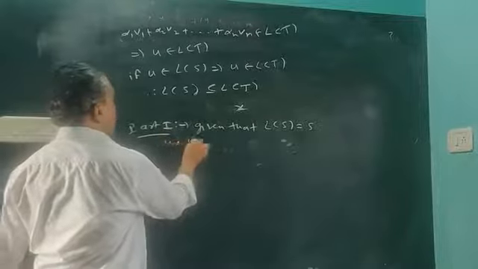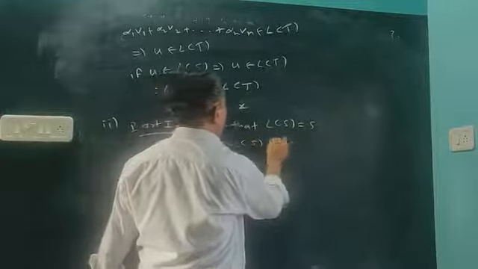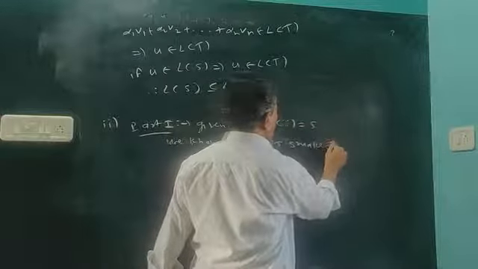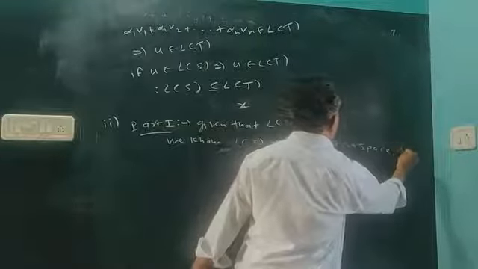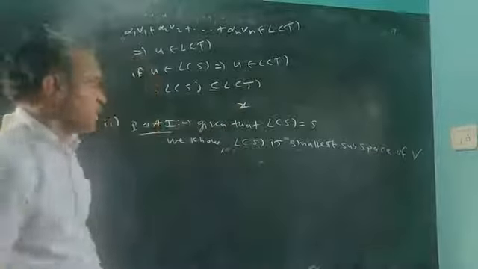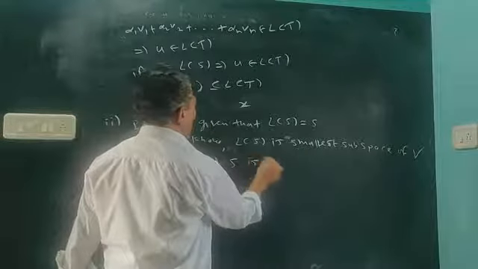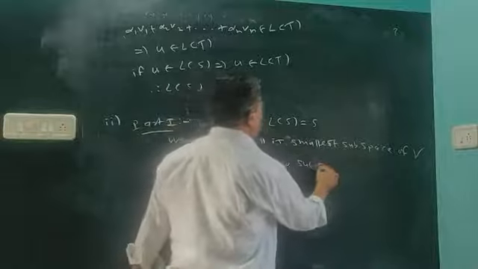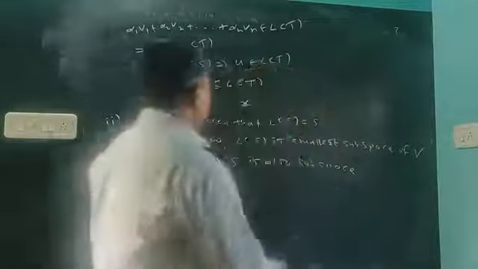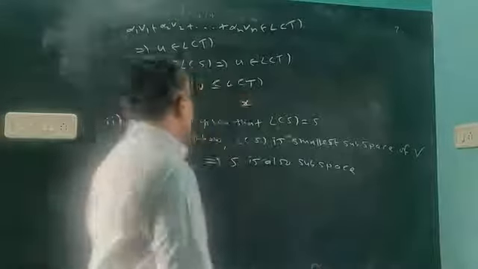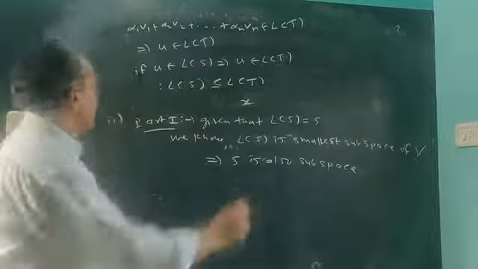We know this previous theorem. So this L of S is the smallest subspace of V. L of S is a subspace already, and equal to S, therefore S is also a subspace. So first part, obviously L of S equals S, L of S is a subspace, therefore S is also a subspace. No problem for the first part.